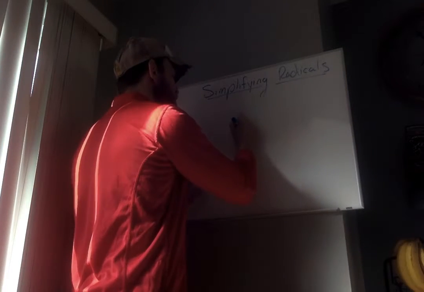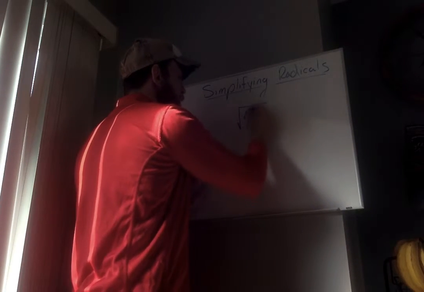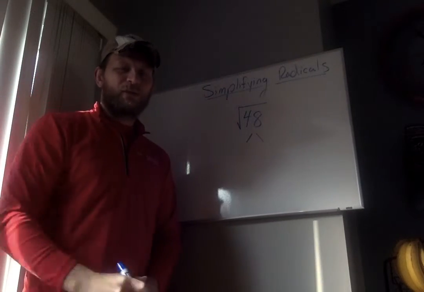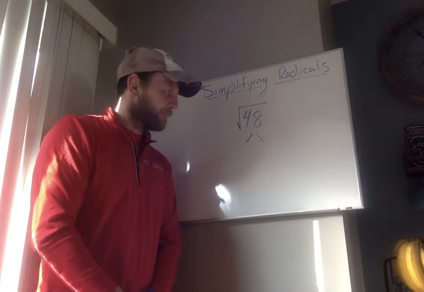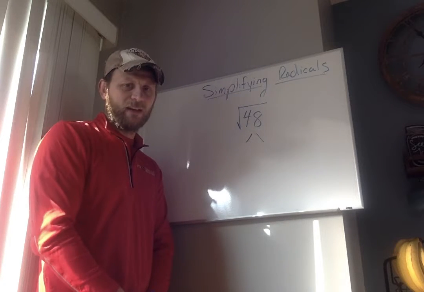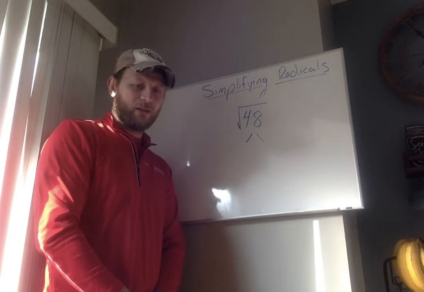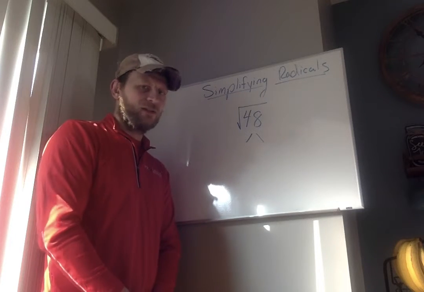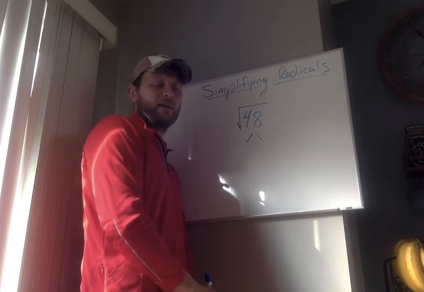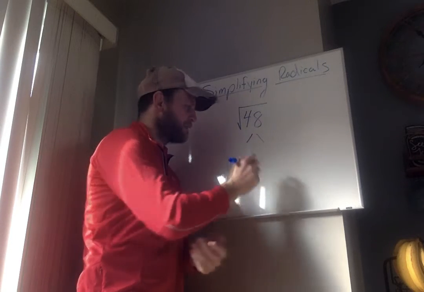Square root of 48. Now, 48, I could do 2 times 24, all right, and that's fine. Okay, I could do 3 times 16, that is fine. I could do 4 times 12, that's fine. All of these are good, 6 times 8, whichever one you see. Let's just say we chose 6 times 8.